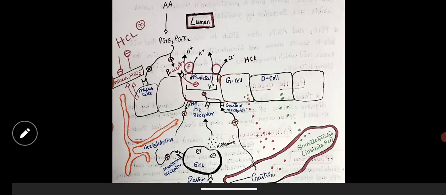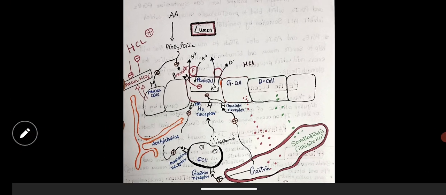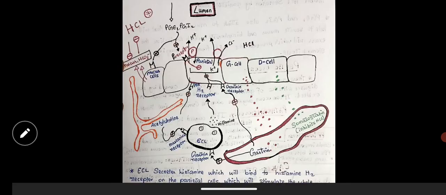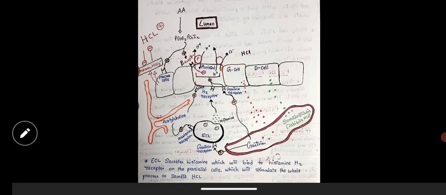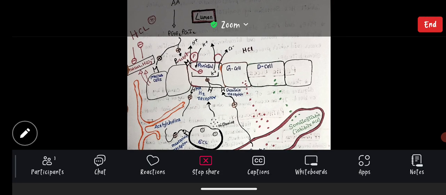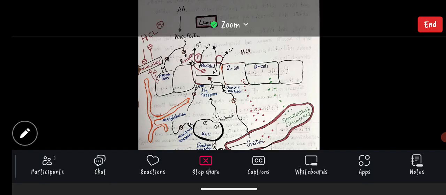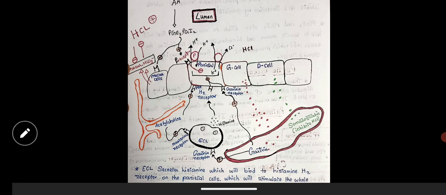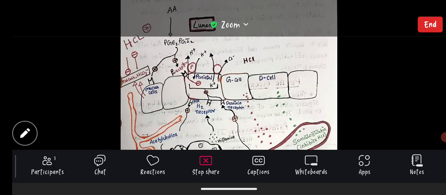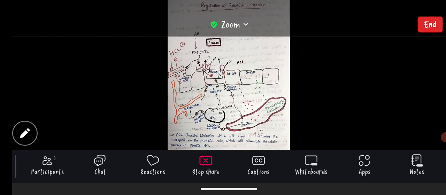So simple, very simple. You can use this diagram for your exams. In KDT they have mentioned it, but the language is too high, so it's really very hectic to take KDT and read this chapter. So I have drawn this from my understanding. This is the regulation of gastric acid secretion.